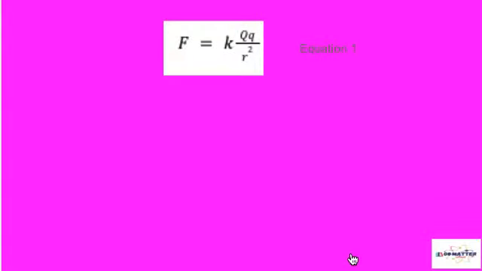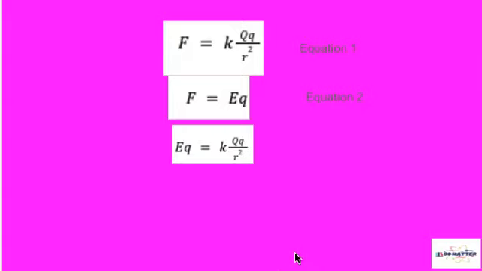According to Coulomb's law, the electrostatic force is equal to Coulomb's constant times the product of the charges divided by the square of the distance between the point charges. By definition, electric field is equal to electric force per charge. Making the electric force the subject of the formula, we get that electric force is equal to the electric field multiplied by the charge.